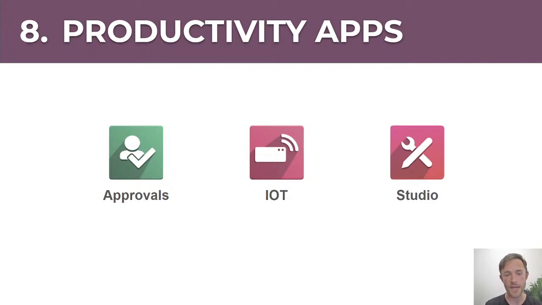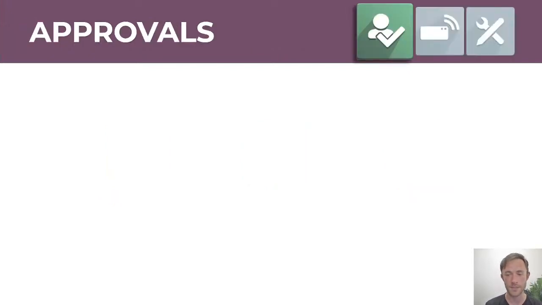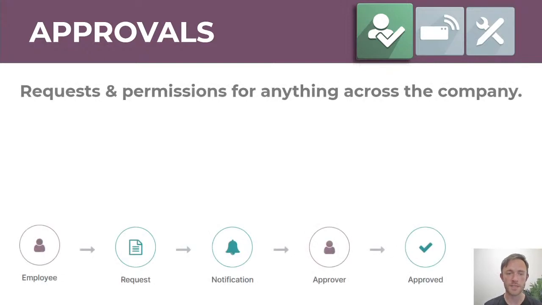We've got Approvals, IoT, and Studio. I should say the famous Odoo Studio. So Approvals, it's a very multi-purpose way to set up your approval flows where employees can request permission for anything, really anything, across the company, and then it'll have to be granted by specific people. So real life examples might be somebody requesting a new computer, or they're requesting a copy of a document or certificate, approval to begin a new project.